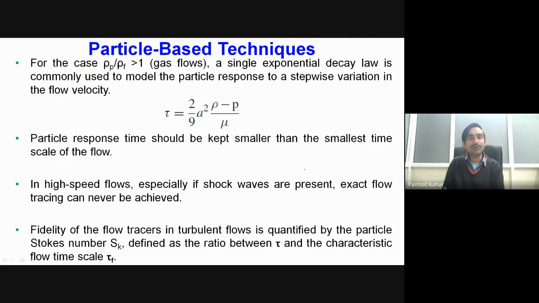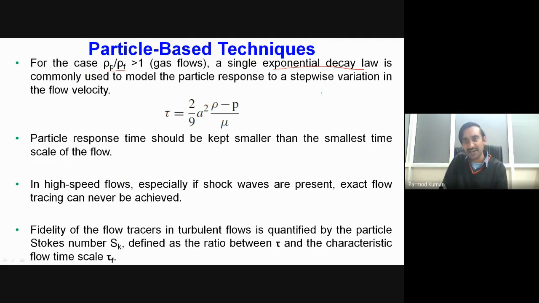Then generally, while using particle based measurements for the case of gases, the density of the particle will be very high in comparison to the density of the fluid, so the ratio will be greater than 1. Now in this type of situation, if we have sudden fluctuations inside our velocity field, particles require a certain time in order to respond to that velocity change. Generally, a single particle requires an exponential decay in order to adapt to a velocity change in the flow field which has occurred in a stepwise fashion.